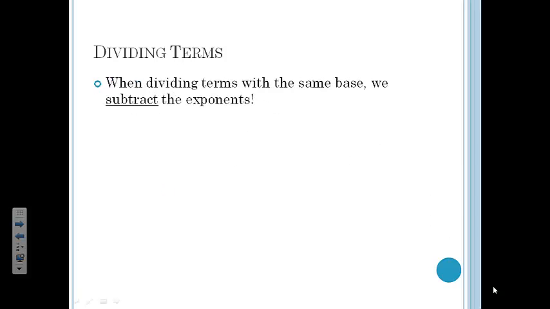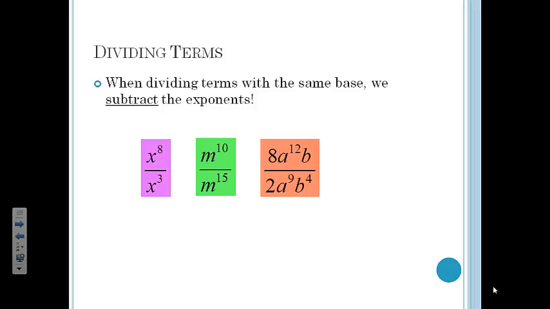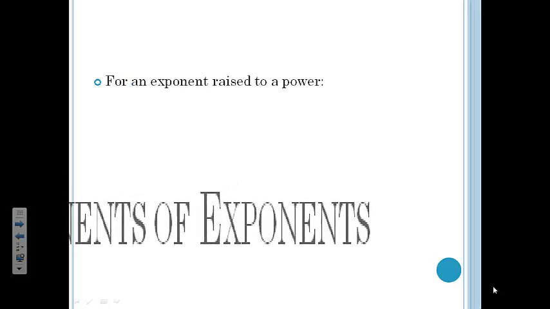So when dividing terms with the same base, we subtract the exponents. So if we have x to the 8th divided by x to the 3rd, we would subtract and get x to the 5th. m to the 10th divided by m to the 15th, we would subtract and we would get m to the negative 5. And in this case, we would divide 8 divided by 2 is 4, subtract the a's, so that's a to the 3rd on top, subtract the b's, and you get b to the 3rd on bottom.